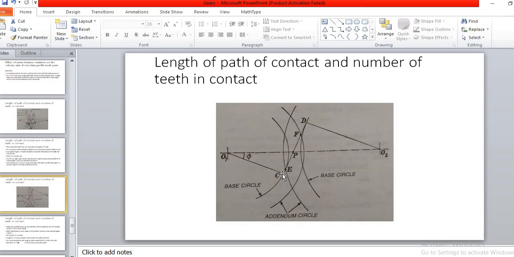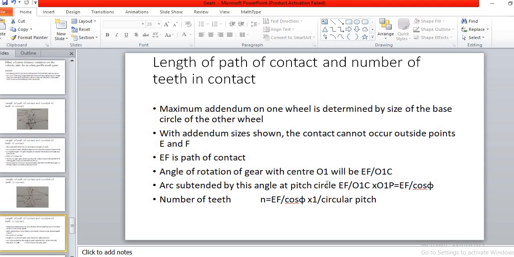The angle of rotation of the gear with center O1 will be EF by O1C. The arc subtended by this angle at the pitch circle will be given as EF by O1C into O1P. These are written here: the angle of rotation of the gear with center O1 is EF by O1C, and the arc subtended by this angle at the pitch circle is EF by O1C into O1P.